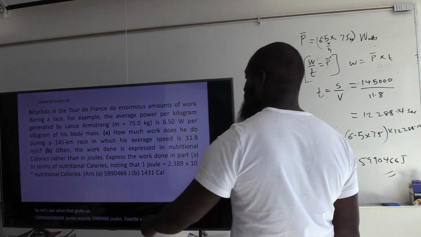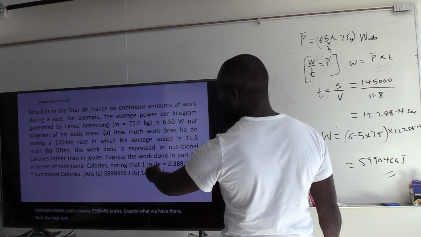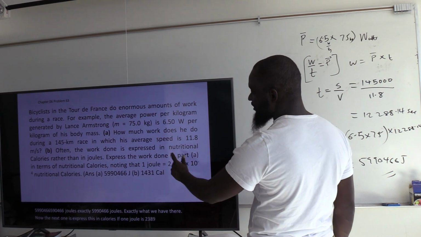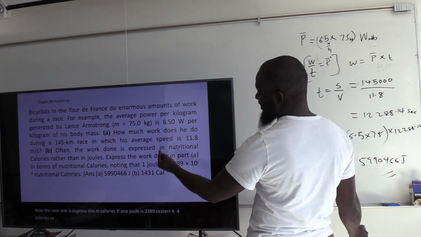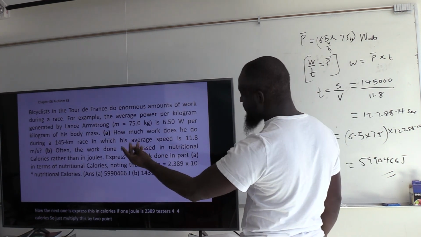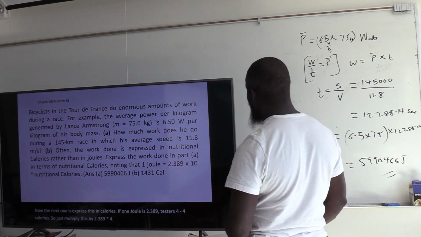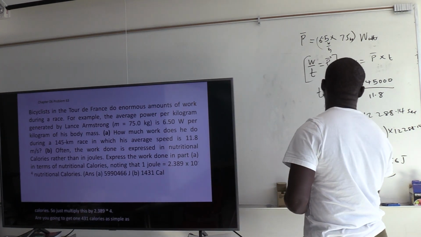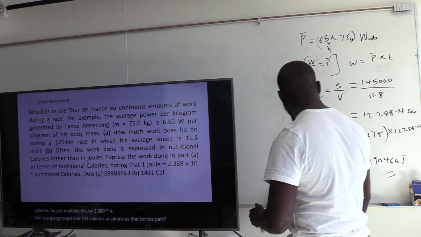Now the next one is to express this in calories if 1 joule is 2.389 times 10 to the power minus 4 calories. So just multiply this by 2.389 times 10 to the power minus 4 and you're going to get 1431 calories. Okay, as simple as that for that part. Okay, next problem.